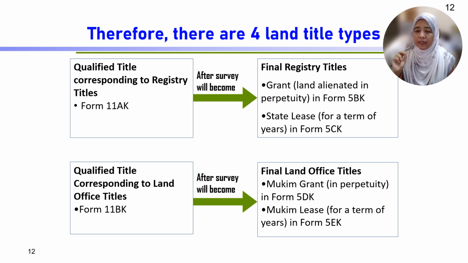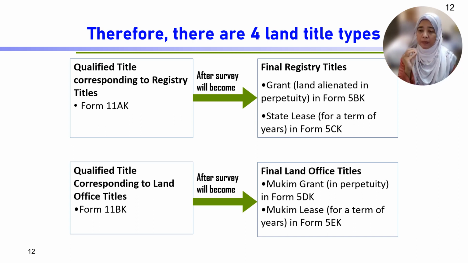Now, at the land office, the final title for the freehold will be mukim geran, geran mukim, GM just now. The form is 5DK. But for mukim lease, the pajakan mukim just now for a term of a number of years, meaning leasehold, the form will be 5EK. So you see the pattern there.